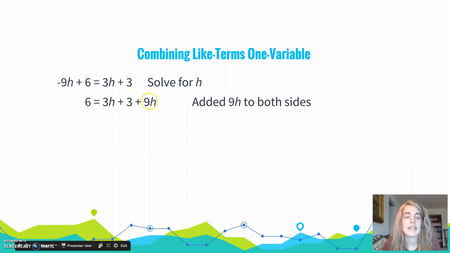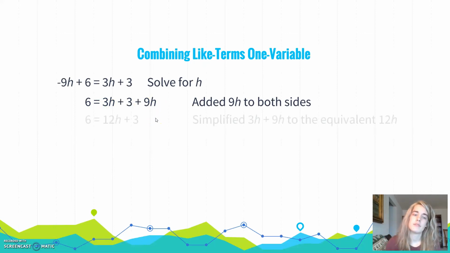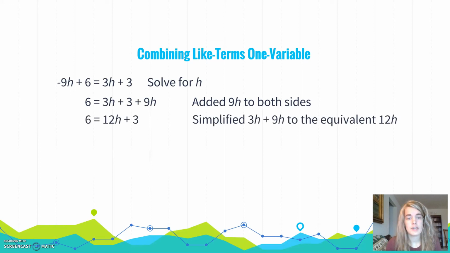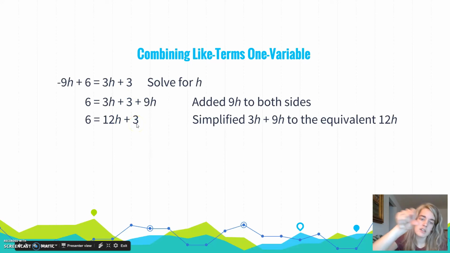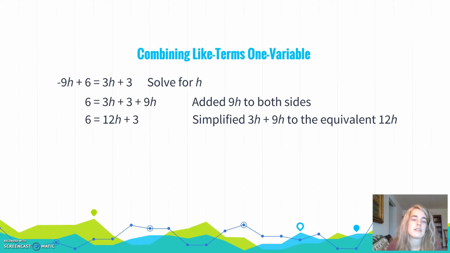Then we have our h's on the same side, so we can combine them. Well, again, draw your lines. So this is like a positive 3h, a positive 3, and a positive 9h, which means when we combine them, we can do 3h plus 9h. Well, think, what's 3 plus 9? And you get 12h. That plus 3 just stays the same, even though it was kind of shoved in the middle of our h's. That's okay. We ignored it for a second and then reattach it at the end.